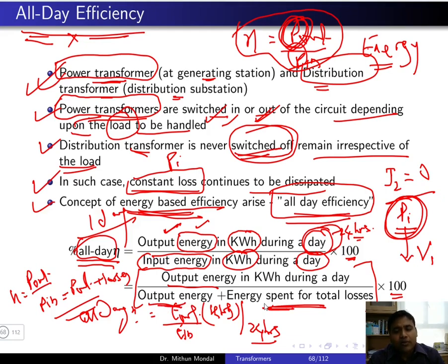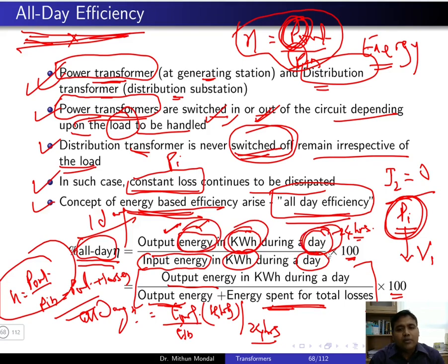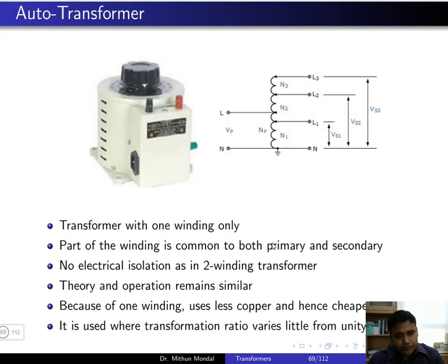Whenever in a numerical you are asked to determine the efficiency, you have to determine it in terms of power output by power input. When you are asked to determine the all day efficiency, you have to convert the power in terms of energy in kilowatt hour in a particular day, and then determine the all day efficiency.